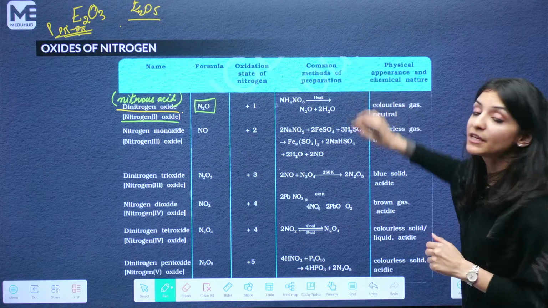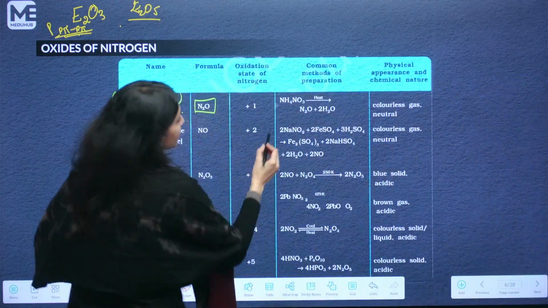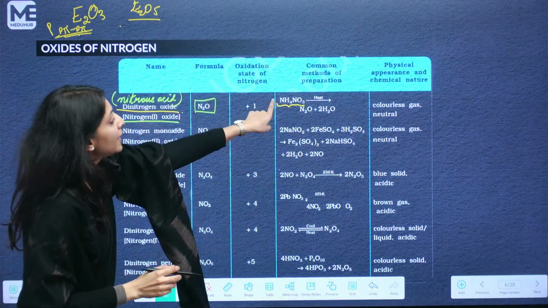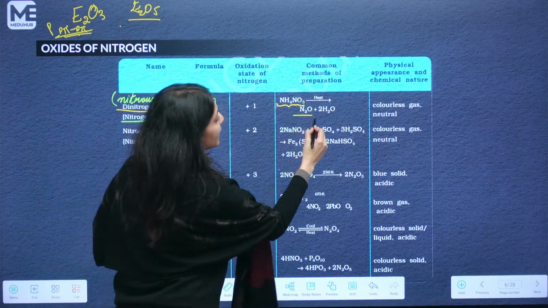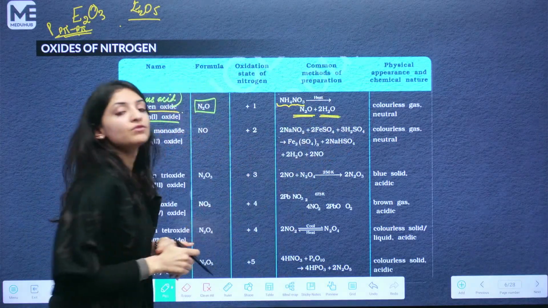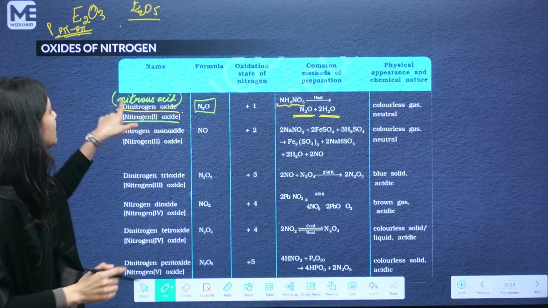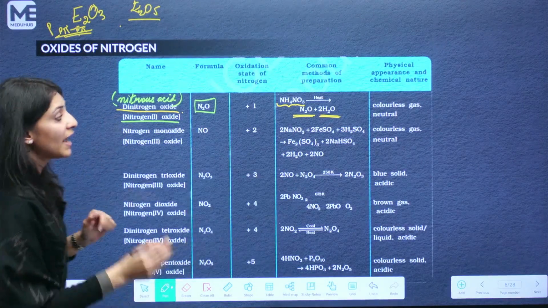Now, methods of preparation are also important. So, you need to look here. It is formed by thermal decomposition of ammonium nitrate. NH4NO3 on heating gives us N2O and H2O. This oxide is colorless and it is neutral.